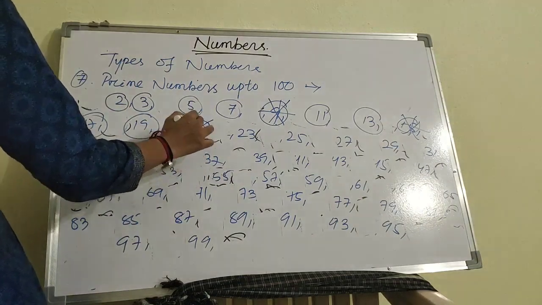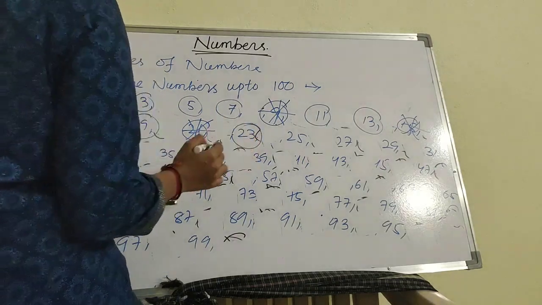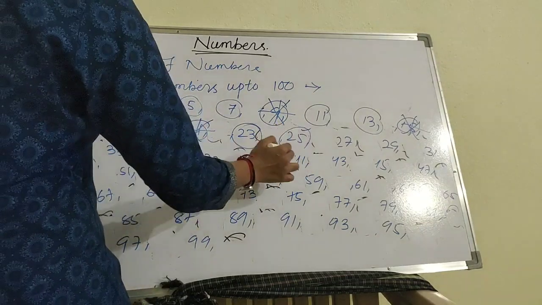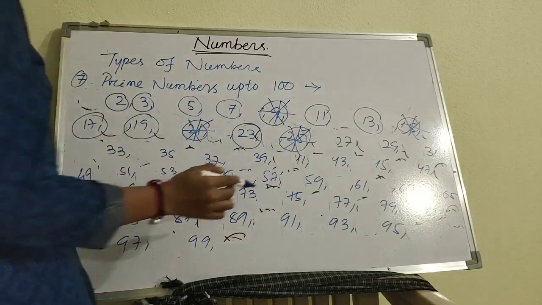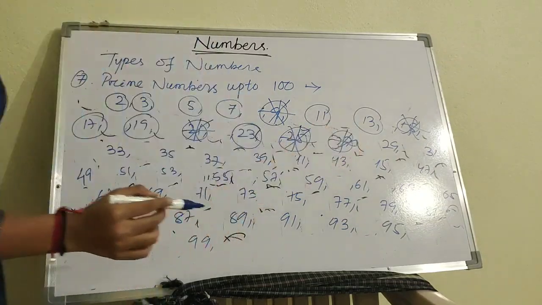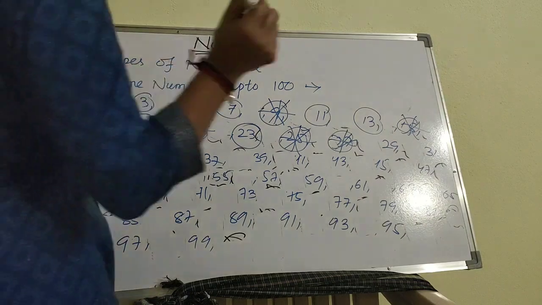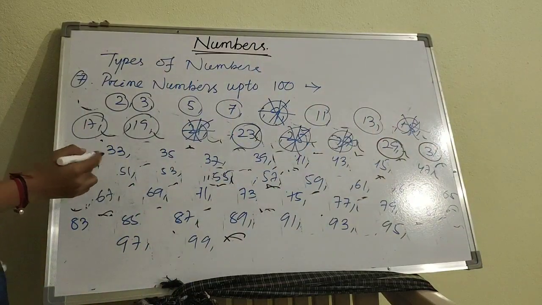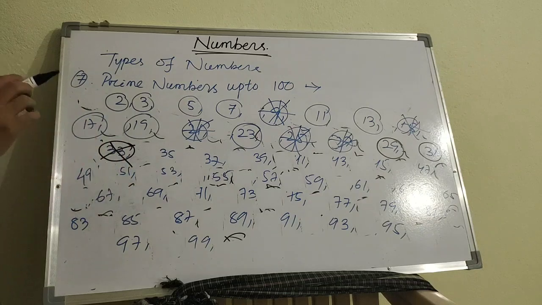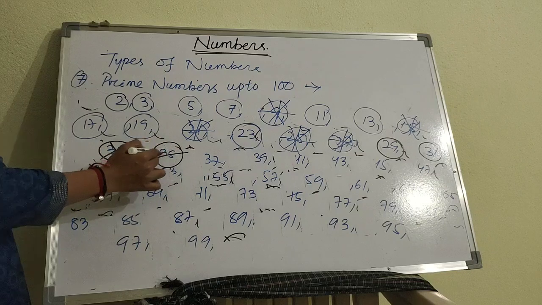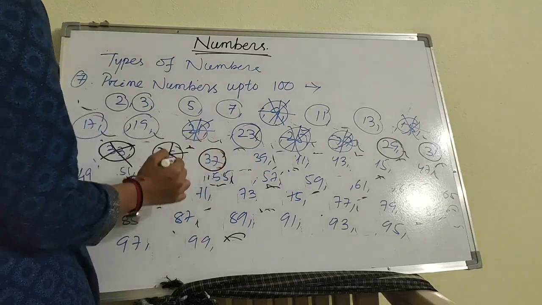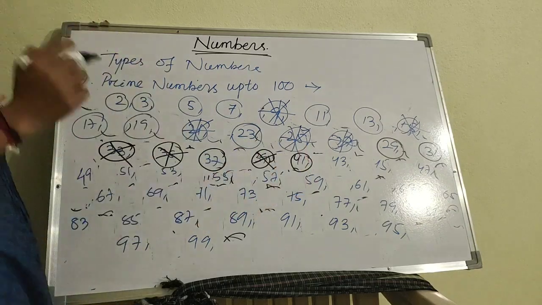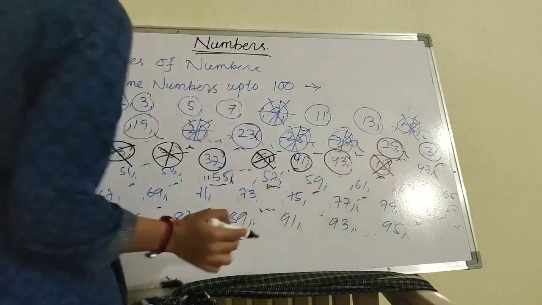21 is not a prime number, 3 sevens are 21. 23 is a prime number. 25, no. In the unit place that is 5, which means it is divisible by 5. 5 fives are 25. So 25 is not a prime number. 27 is not a prime number, it is divisible by 3. Next, 29 is a prime number. 31 is a prime number. 33 is not a prime number, 11 threes are 33. It is in the 3 table and 11 table. 35 is in the 5 table and 7 table. 37 is a prime number. 39 is not a prime number. 41 is a prime number. 43 is a prime number. 45, no, it is in the 5 table.